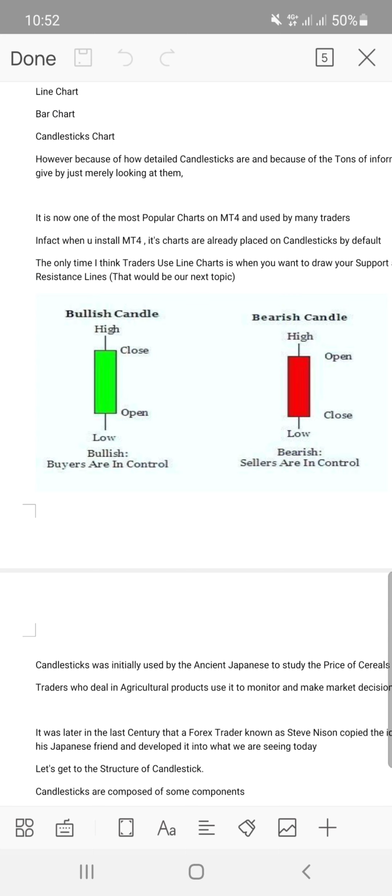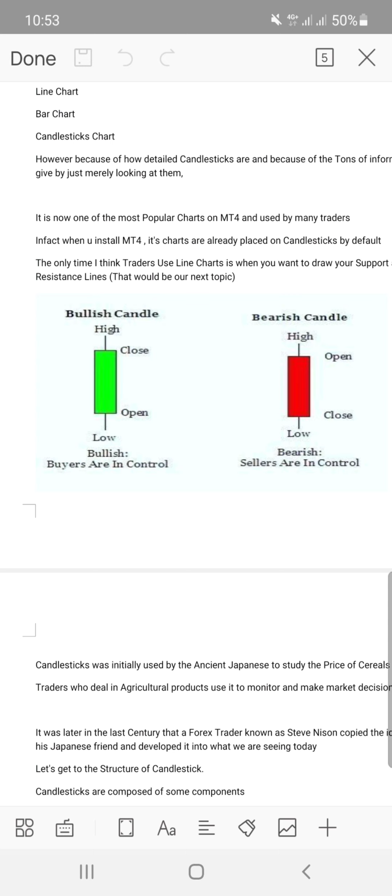So remember, bullish candles are green or most times white. Bearish candles are red or most times black. But you can customize the colors of these candles to any color of your choice. But these ones I just told you about are the main colors used, or the default colors that come with the chart.